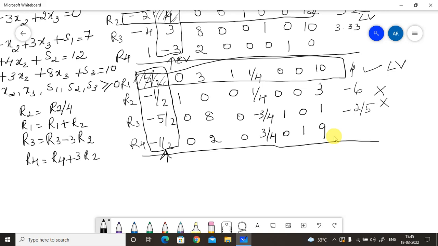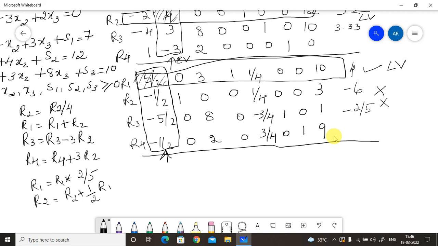Now I hope you can write on your own. What will be the formula for R1? Now we have to make that 5 by 2 as 1, right? So R1 will be R1 into 2 by 5, or you can write 2R1 by 5. That will be your new formula for R1. Similarly for R2, it will be R2 plus, it is minus half now, so I am writing plus half into R1.